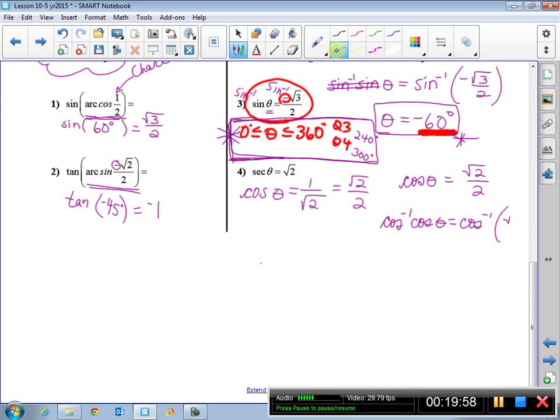And you've got theta equals cos inverse radical 2 over 2. Definitely a chart value. You can also use your calculator in degrees. That is 45 degrees. All right.